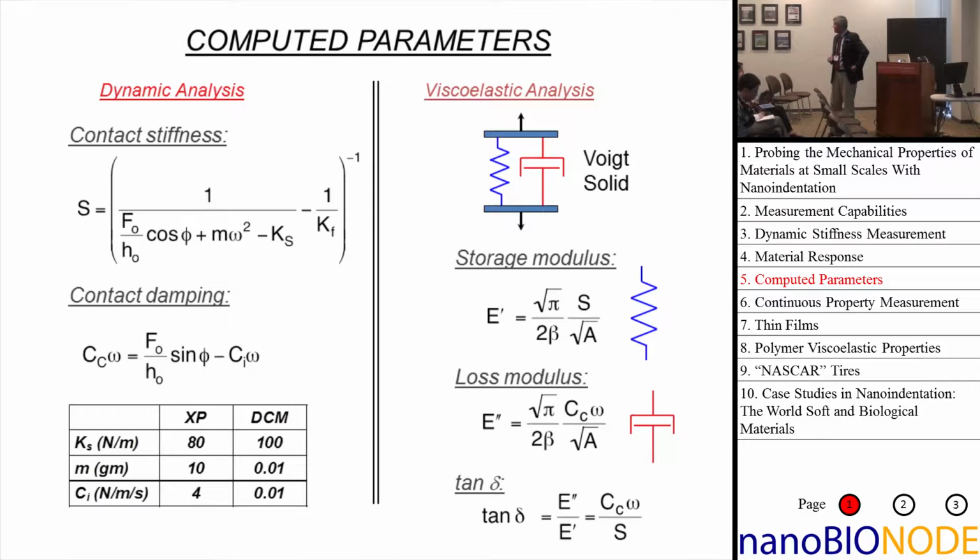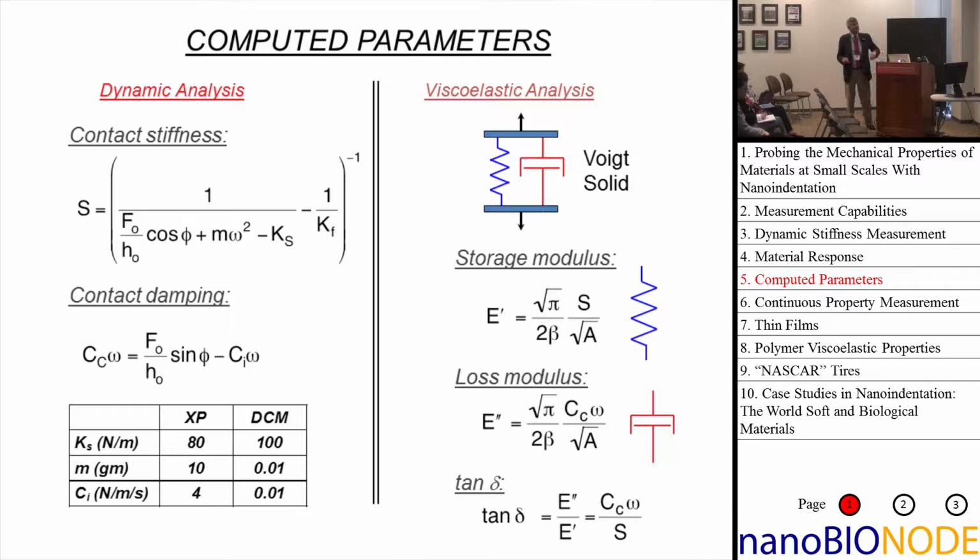And very frequently, depending on what you're measuring, the stiffness or the damping of the machine may be greater than the stiffness or the damping of the specimen. Under those circumstances, you're subtracting big numbers from big numbers, and you end up with little bitty things left over, and you may have problems with the accuracy with which you're measuring those things.